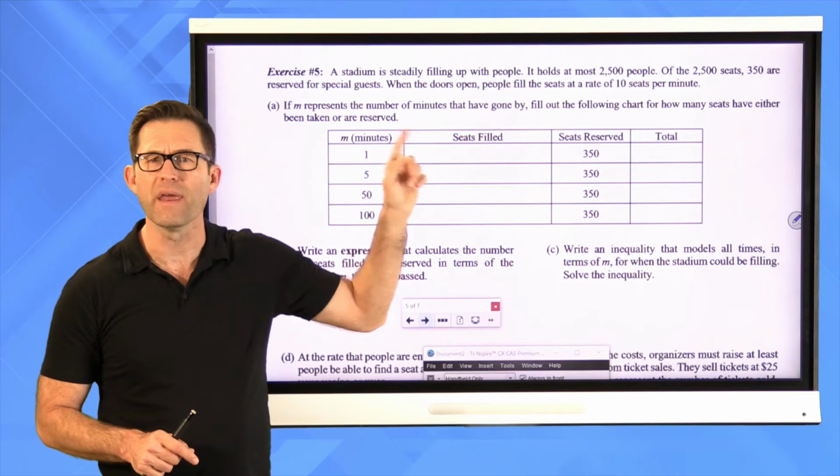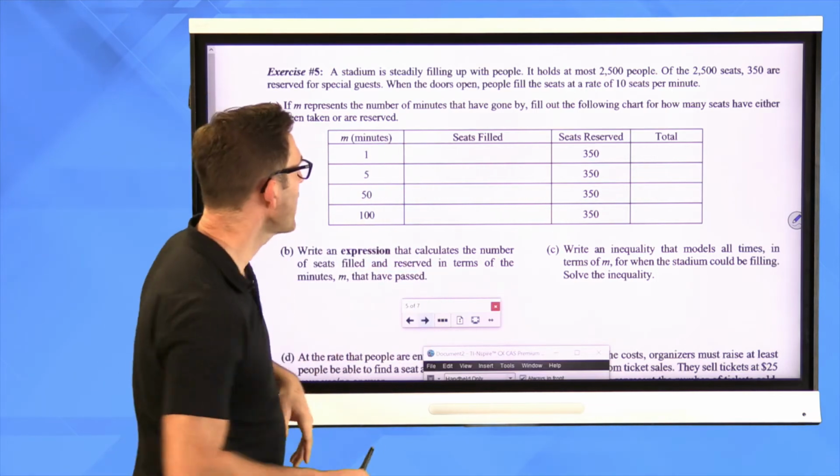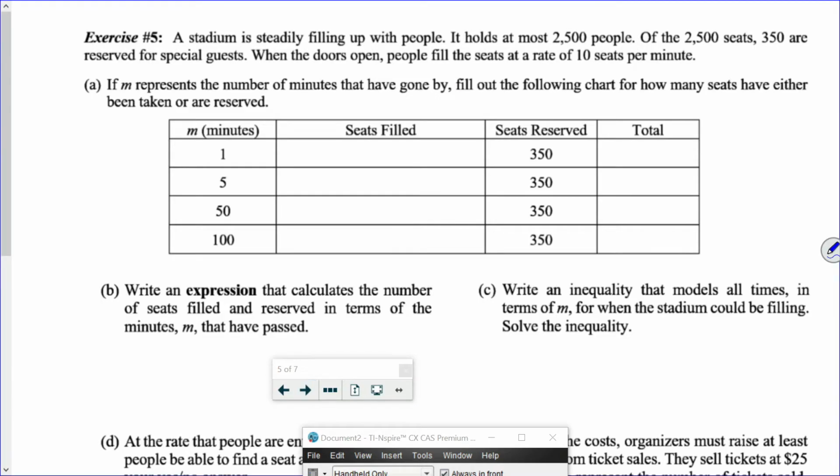Like after 1 minute, how many seats are filled? Well, after 1 minute, they're coming in at 10 seats per minute, or 10 people per minute. Anyway, 10 people per minute times 1 minute, so 10 seats have been filled. The seats that are reserved are 350, so my total is 360, right? After 5 minutes, what would we have? Well, we'd have 10 seats per minute times 5 minutes, which would be 50. 50 plus 350 gives me 400. Okay?